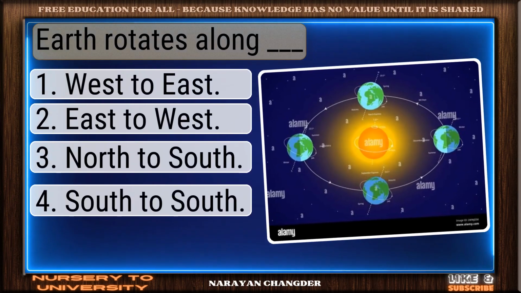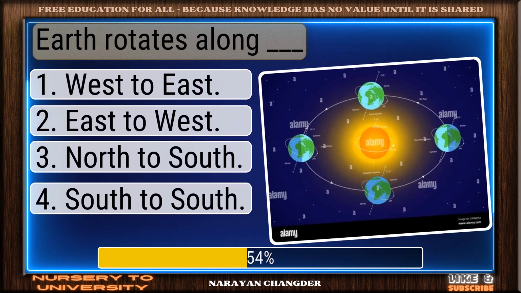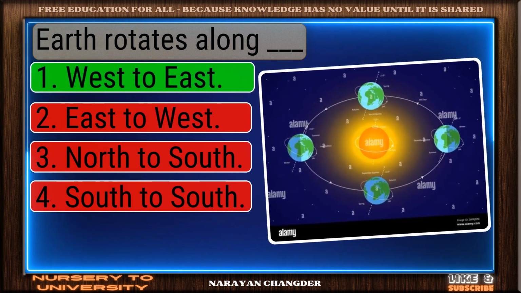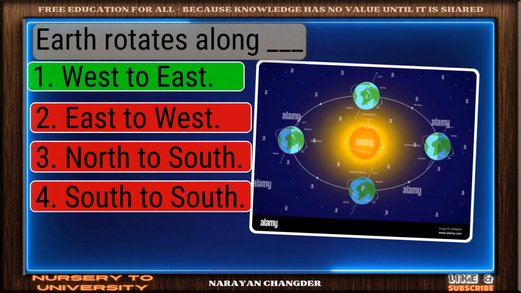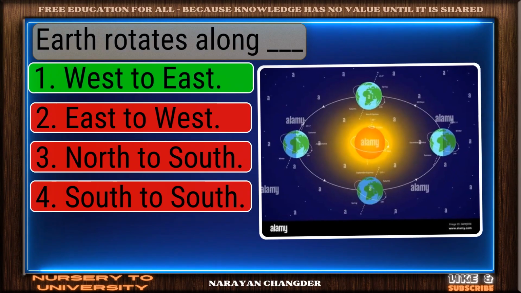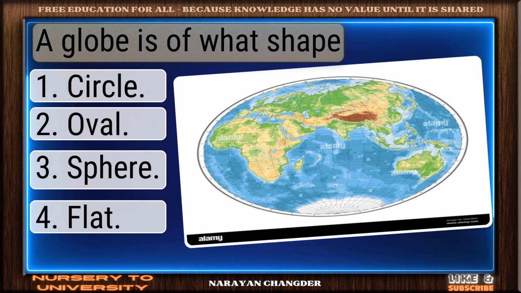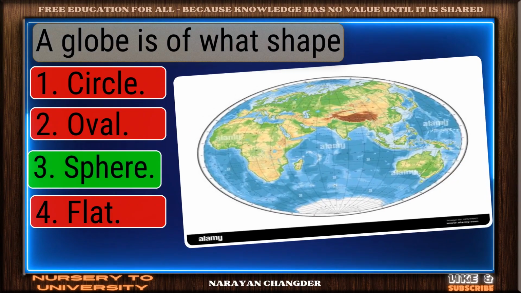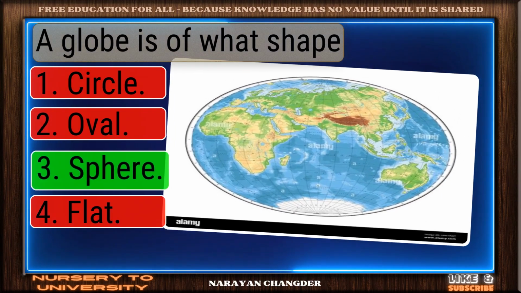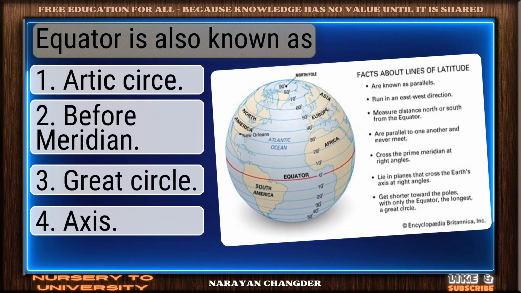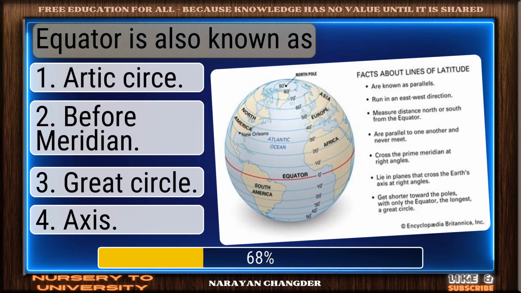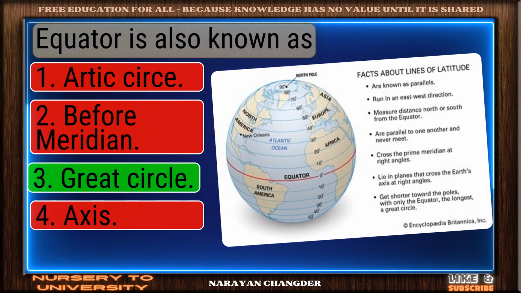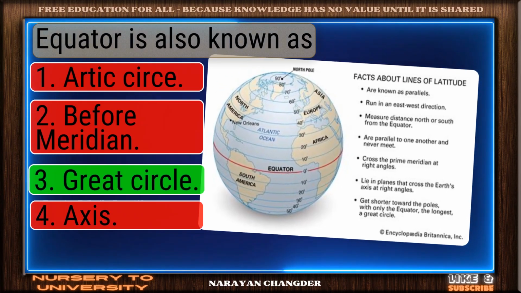Earth rotates along dash. Good thinking. West to east is the right answer. A globe is of what shape? Smart move. Sphere is an accurate answer. Equator is also known as. Well reasoned. Great circle is the correct choice.